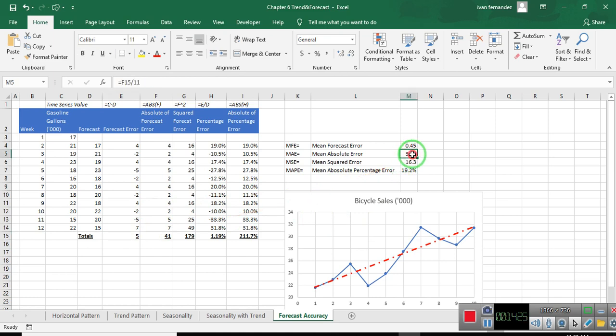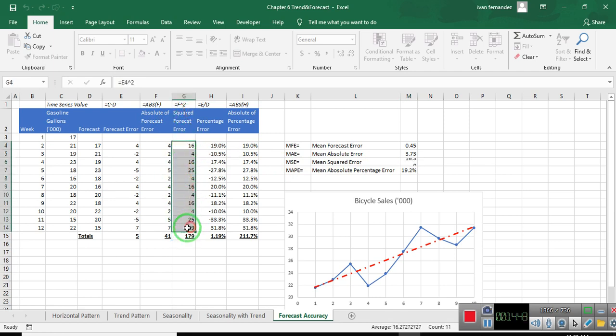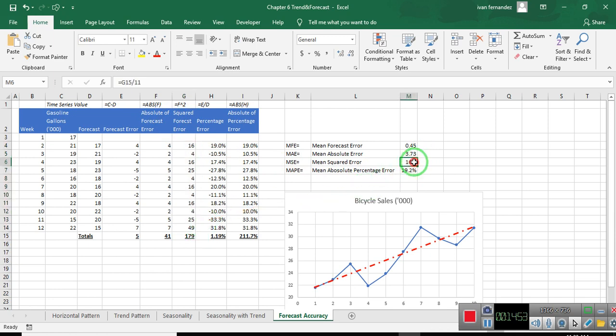I can do the same with the absolute error. I can take the absolute error divided by 11, and now I have an even better measure, 3.73. Now I'm looking at the average of the absolute errors. Then I can take the mean square. Another option is to take the mean of the square errors, which probably you already figured out. It's going to be the sum of all the square errors here, which is 179, divided by 11.